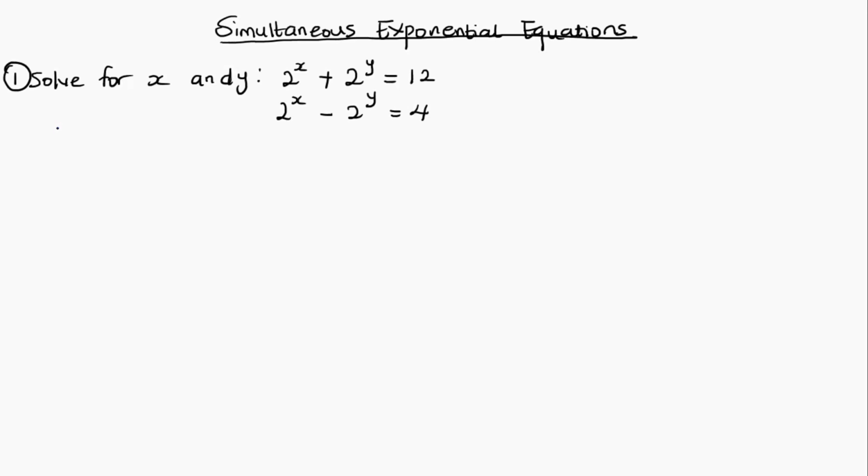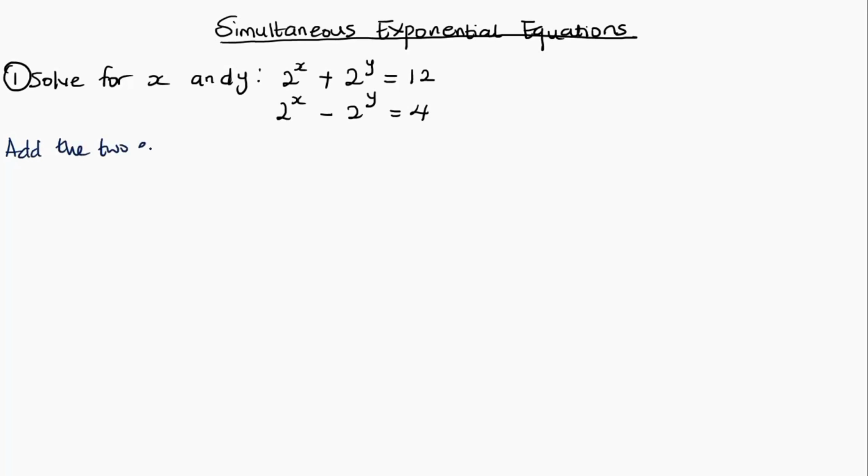So we have the first question right here that says solve for x and y. We have 2 raised to the power of x plus 2 power y equals to 12 as equation 1, and 2 power x minus 2 power y equals to 4 as the second equation. So right here guys, the first thing you want to do is to simply add the two equations.